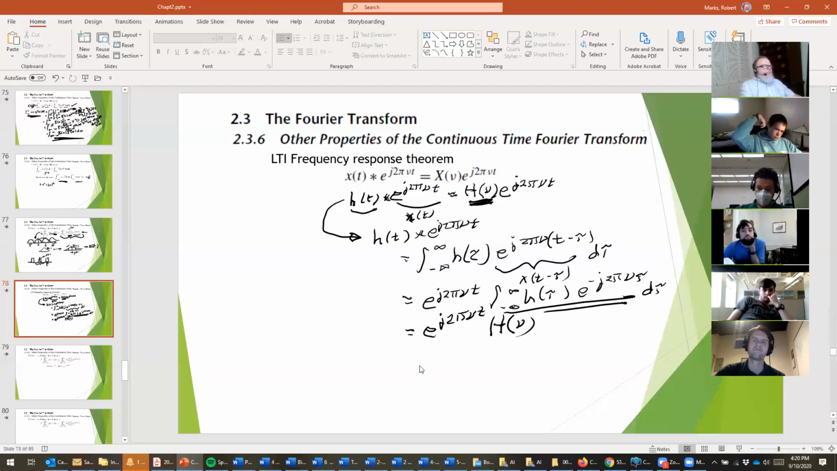This is the LTI frequency response theorem: if you take any signal and you convolve it with e to the j 2 pi nu t, usually I think of nu as a single frequency, if you take this input and you put it into this system, you get out h of nu times exactly the same frequency. So linear time invariant systems are not very creative in what they do.